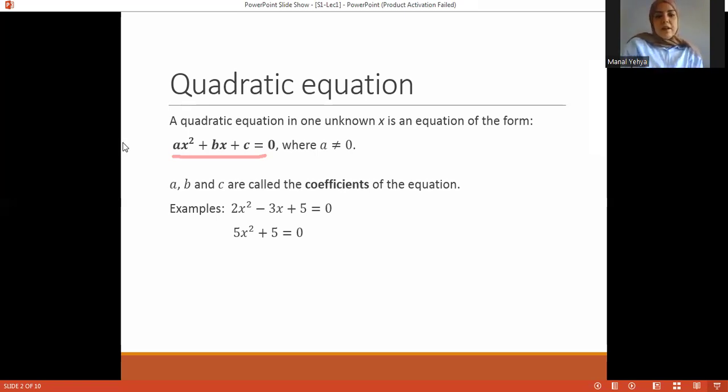As you see, we have ax squared plus bx plus c. a, b, c are called the coefficients of the equation. As an example, we have 2x squared minus 3x plus 5 equals 0. 2 is a, minus 3 is b, and 5 is c. So we have x squared, so this is called a quadratic equation. Let us continue.